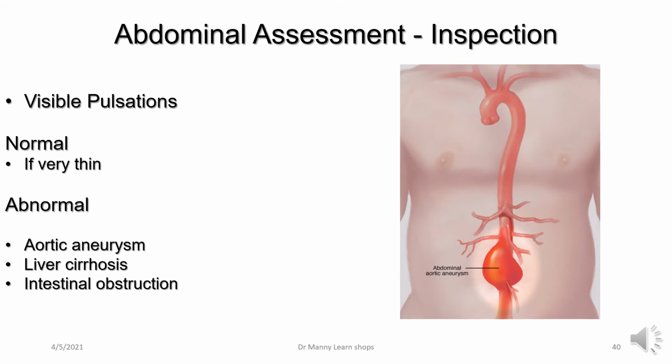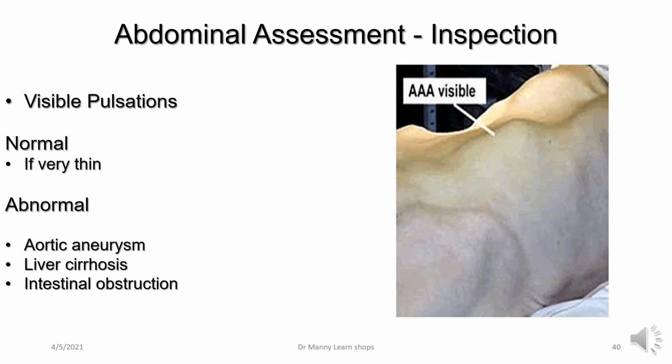You may have, on inspection, visible pulsations. Now, sometimes you can see pulsations if the person is really thin. But most of the time, visible pulsations are abnormal, and it can be related to an abdominal aortic aneurysm. It can be related to portal hypertension, related to liver cirrhosis. It can be an intestinal obstruction where you can see peristaltic movements or pulsations. An AAA is an abdominal aortic aneurysm.